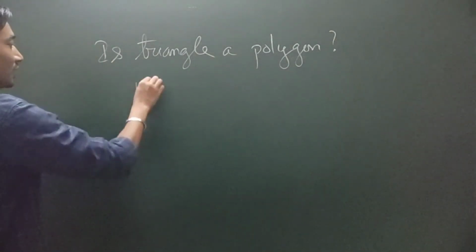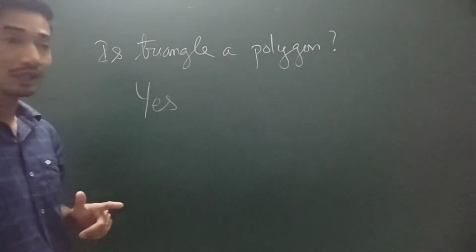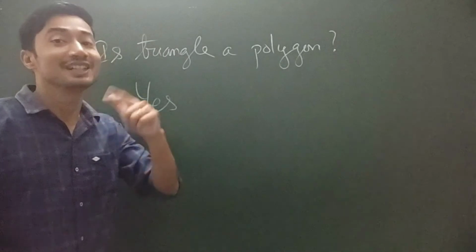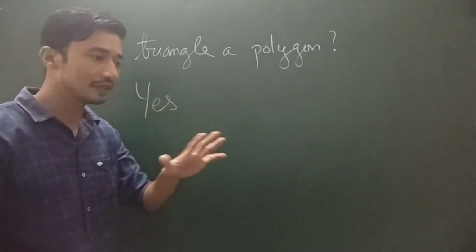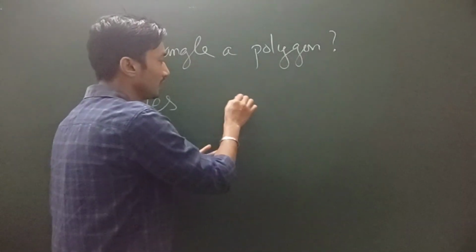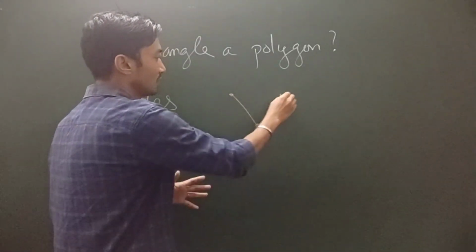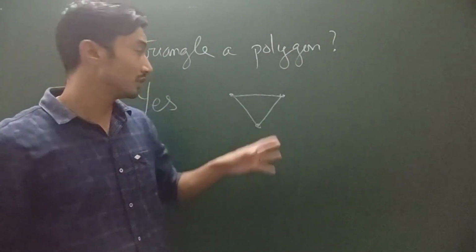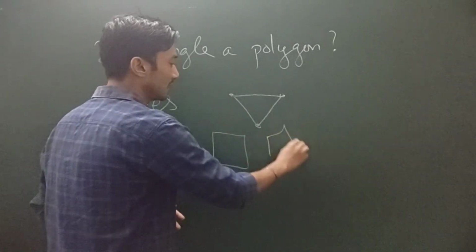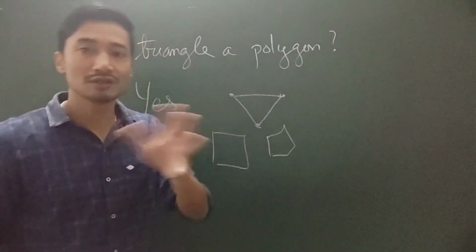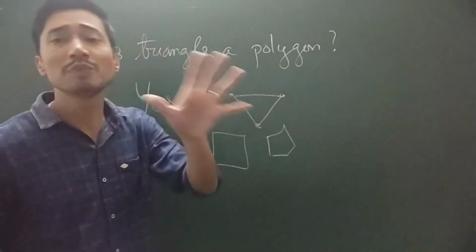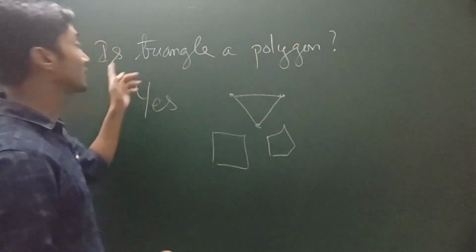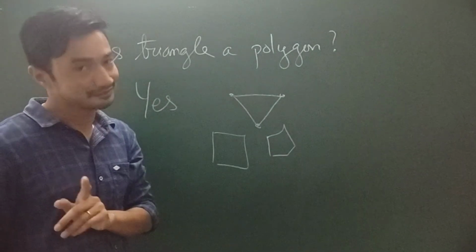Is a triangle a polygon? The answer is yes, a triangle is a polygon. What is a polygon? A polygon is a figure which is formed by joining points with straight lines. A triangle is the simplest polygon, because other polygons will have 4 sides, 5 sides, pentagon, hexagon. The minimum is 3 sides, and after that 4, 5, 6, 7 goes on. So yes, a triangle is a polygon.